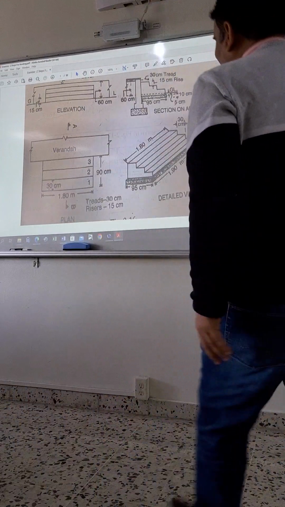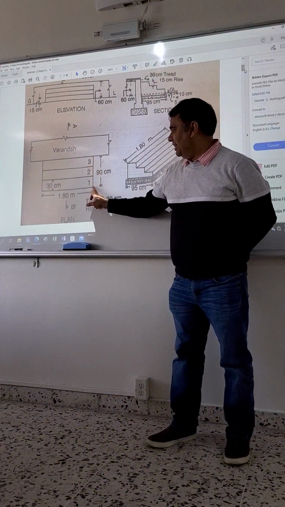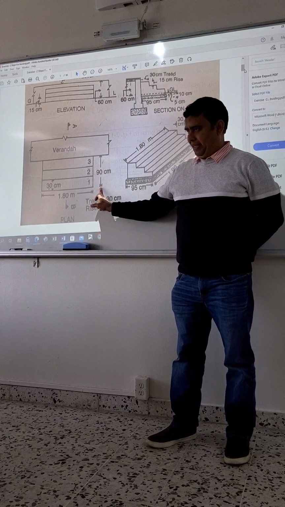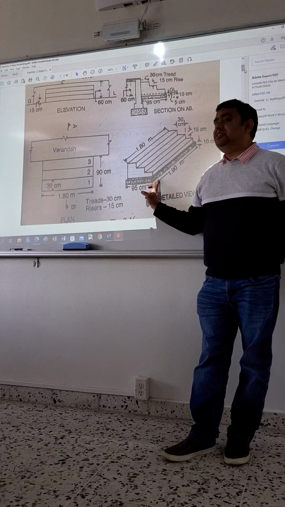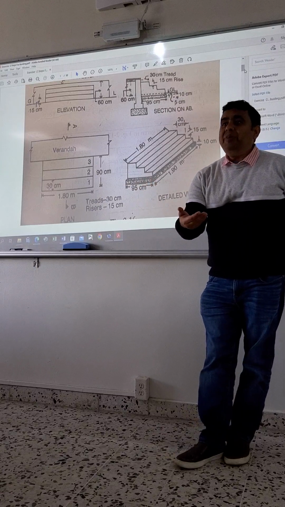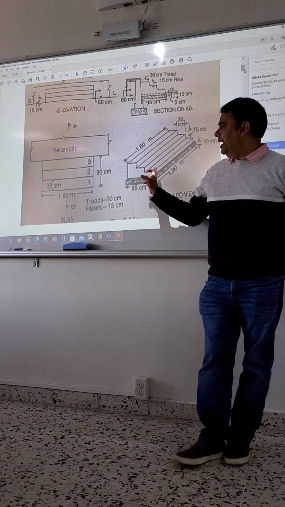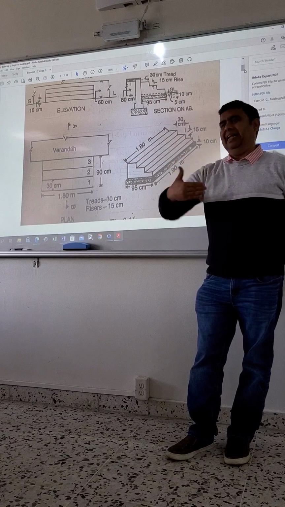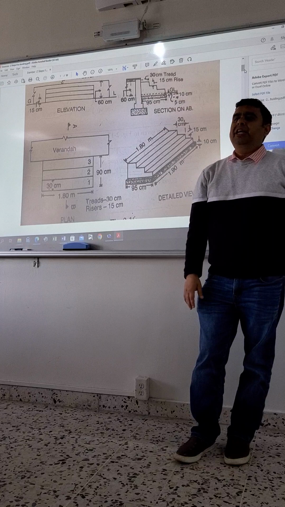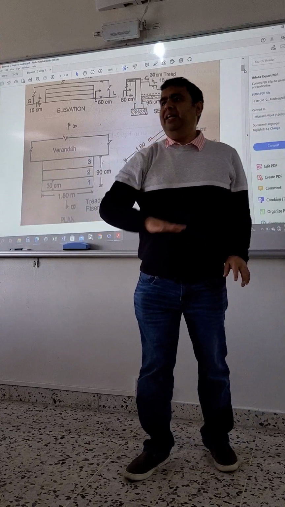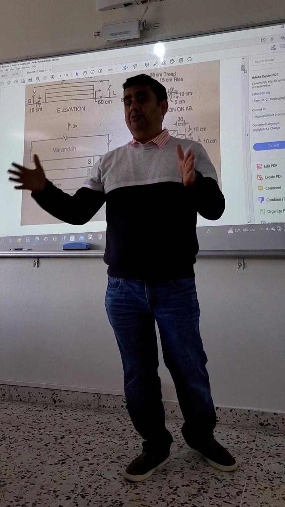Now I am slow or very fast? Okay, slow. Okay. Now here, generally see here, this length is 90. Clear? And this length is 95. Means the platform is 5 centimeter more than these steps. Okay, why? Because generally, if you go to any foundation, you will see the platform area is a little bit more than your foundation area. Footing area, not foundation, footing area.